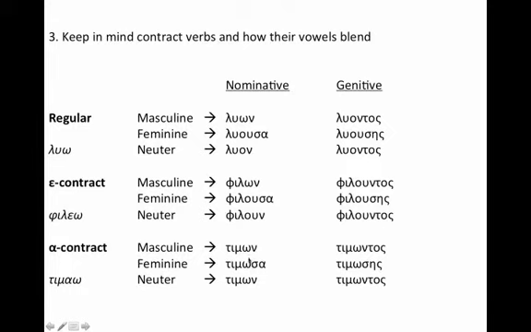Alpha contract verbs, remember alpha is a strong vowel, so we're going to see an omega take over where we had an omicron before, so timon, timontos, timosa, timoses, and timon, timontos.